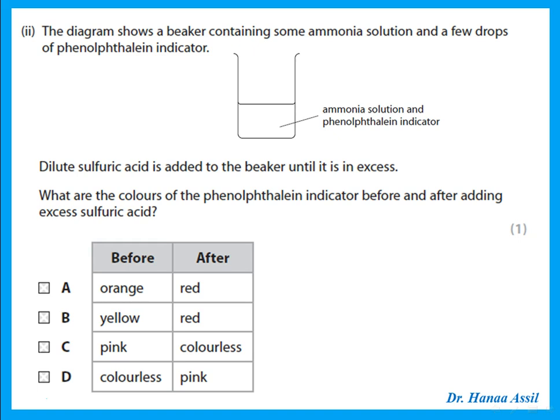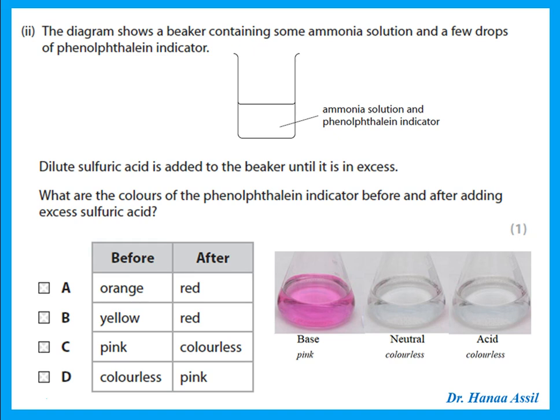What are the colors of phenolphthalein indicator before and after adding the acid? You should remember the colors of phenolphthalein. If I put it in a base like ammonia, it turns pink. Now, if we add acid until the acid is in excess, then the solution becomes colorless. Do we understand this? Please remember the colors of phenolphthalein, and we also have methyl orange, and you should be familiar with the colors.